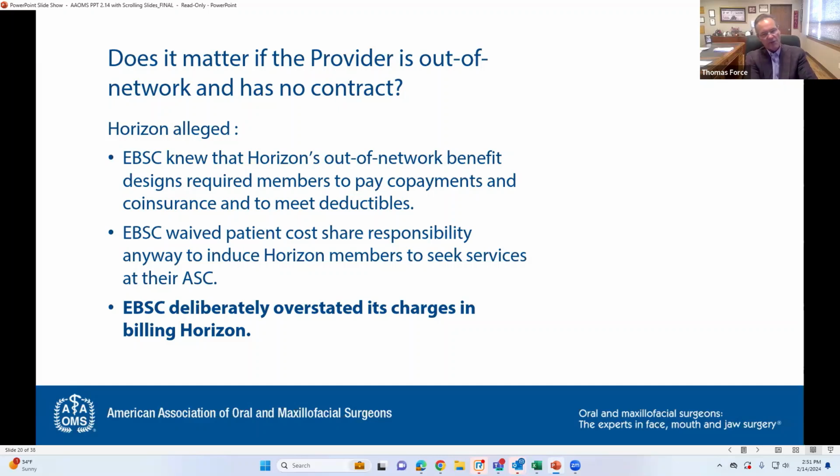So going back to this lawsuit example. Horizon alleges that the ASC waived patient cost share responsibility, even though they knew that its members are required to pay cost share. And they did this in order to drive patient bodies into their ambulatory surgery center. Because again, if the ASC said, "you're going to have a $10,000 deductible every time you come in," they're going to be like, no way, I'm going to go to the hospital up the road where I can access my in-network benefits. So the ASC was trying to pull a fast one here.